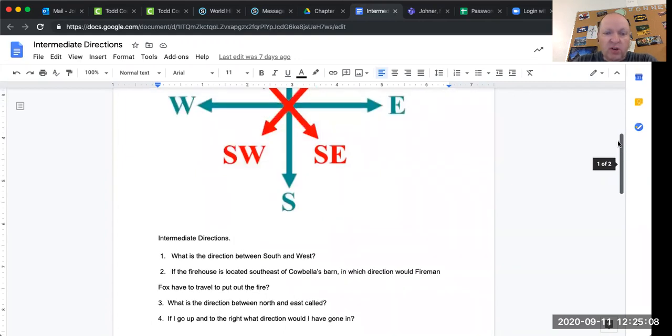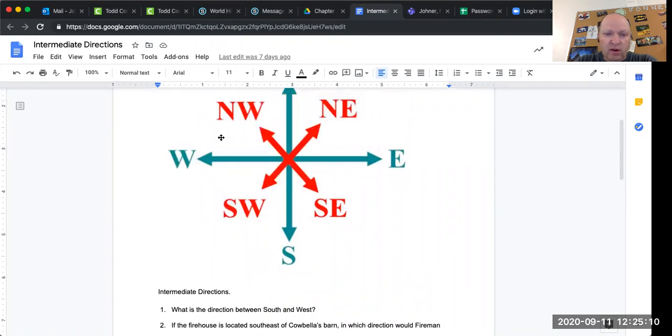Number 1 says, what is the direction between south and west? If we look, the direction between south and west is southwest. So I type my answer right there. So the next one.